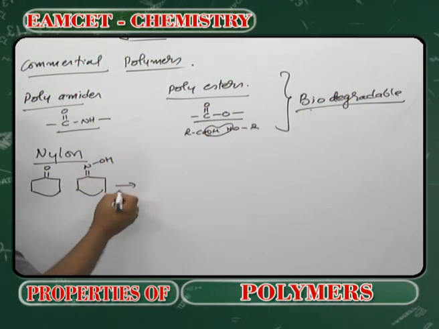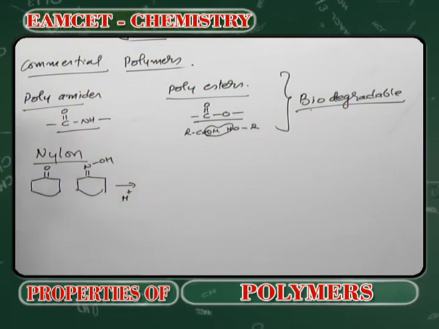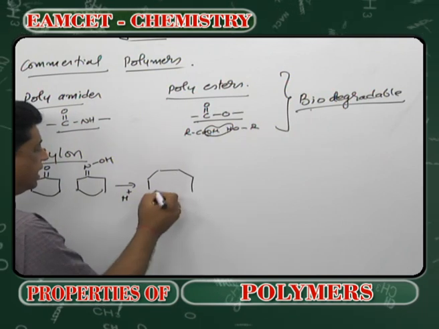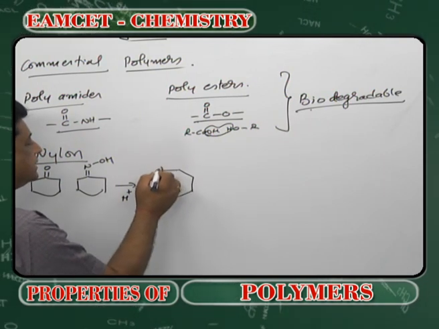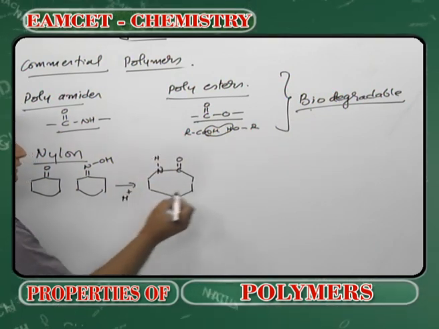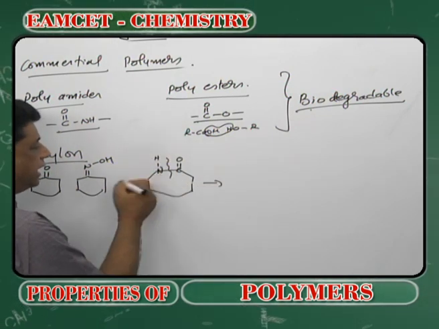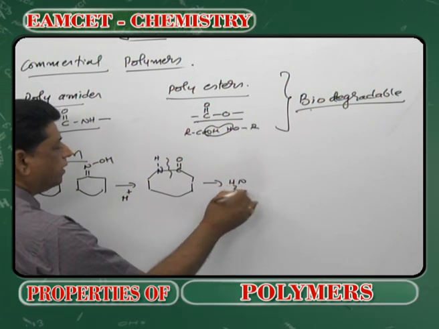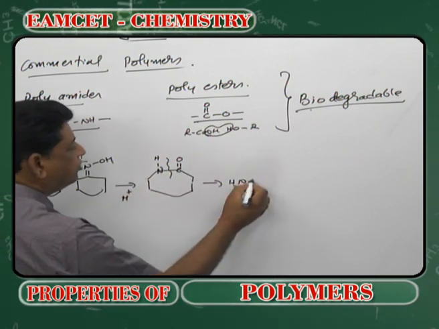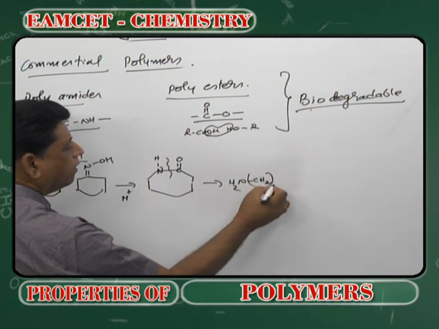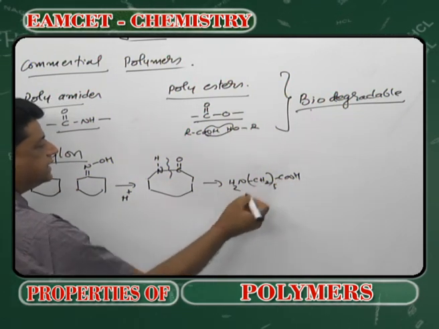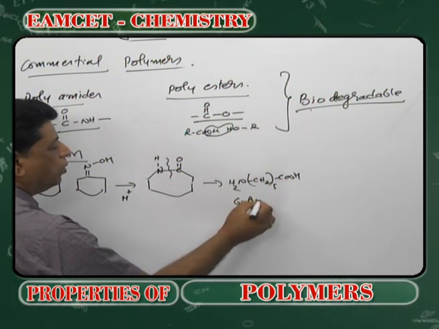The oxime, on reaction with sulfuric acid, undergoes a rearrangement to give a 7-membered ring containing NH and C double bond O. This on hydrolysis gives an amino group, CH2, CH2, CH2, CH2. How many CH2s? 5 CH2s, containing a carboxylic acid generated. Total 6 carbons are there.